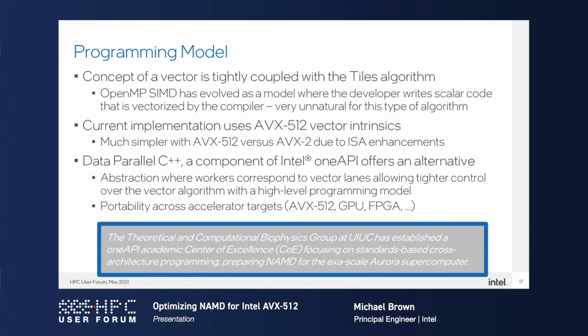However, there is an alternative. Data Parallel C++, a component of Intel oneAPI, offers an abstraction where workers correspond to vector lanes, along with groupings for SIMD or SIMT execution that allow tighter control over the vector algorithm with a high-level programming model. Additionally, it supports portability across accelerator targets. So for example, AVX 512, GPUs, and FPGAs.